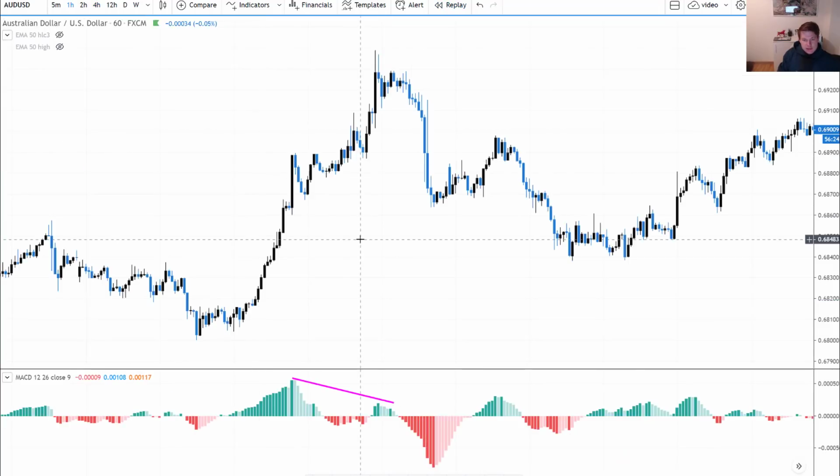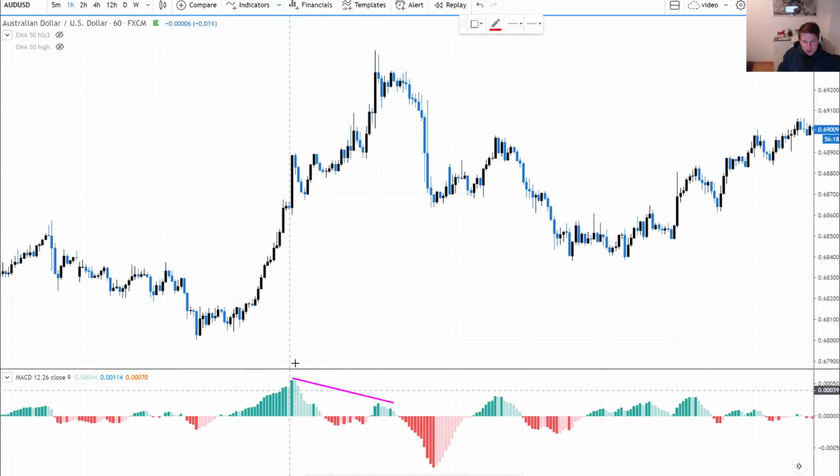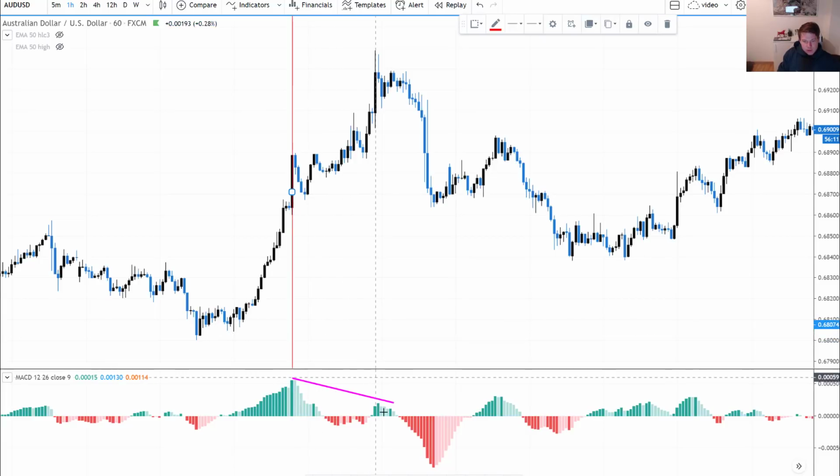Here we have a classic, great example of a divergence. When we look at the price chart, here is where your MACD topped out. So we have a high point on your MACD, and then on the next swing point of your MACD, you can see that this is the swing point here.